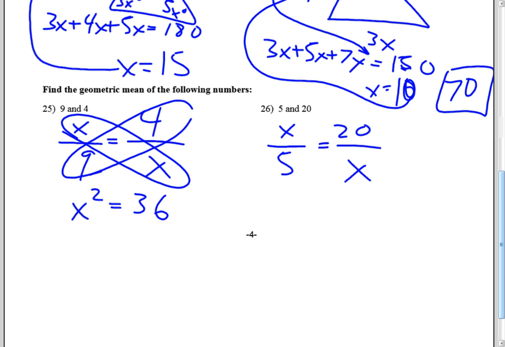36. How do you get rid of that little 2? What's the square root of 36? 6. We're interested in the positive one because it's geometric mean.